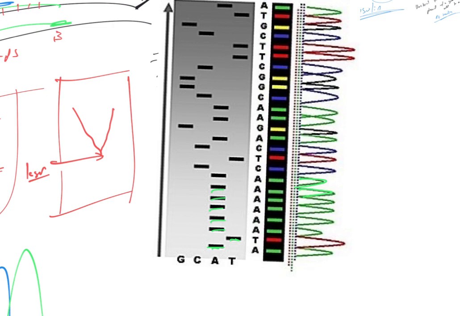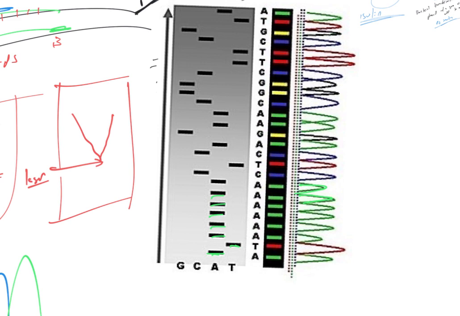So basically, on old exams, they've given a picture of the gel. They gave a picture of just this, and you had to figure out the sequence. So you got to know, you got to go up.